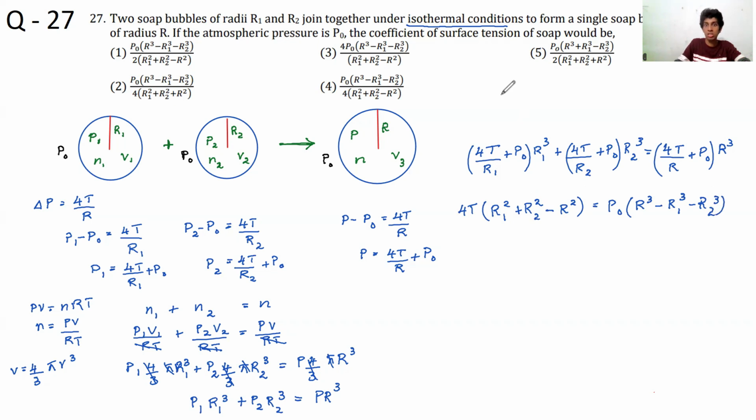Now we have to find the coefficient of surface tension of soap. Therefore, we should make T the subject. So therefore, T is equal to P naught into R to the power of 3 minus R1 to the power of 3 minus R2 to the power of 3, over 4 into R1 to the power of 2 plus R2 to the power of 2 minus R to the power of 2. So accordingly, this is the surface tension of soap. So accordingly, the correct answer will be the fourth.